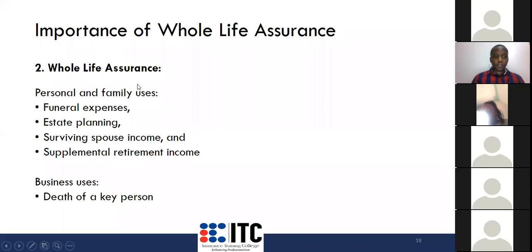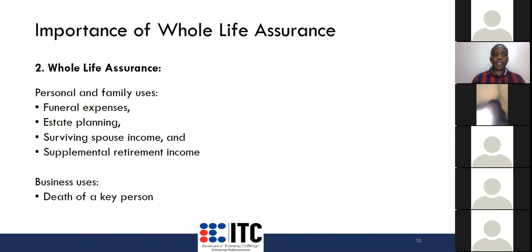Yeah, so it's important for family uses. It can be used for funeral expenses, for estate planning, and by the surviving spouse for income. I don't see how it can supplement retirement income for the individual, but it would supplement the retirement income for the surviving spouse. The other way it may supplement retirement income is if they choose to surrender the policy.